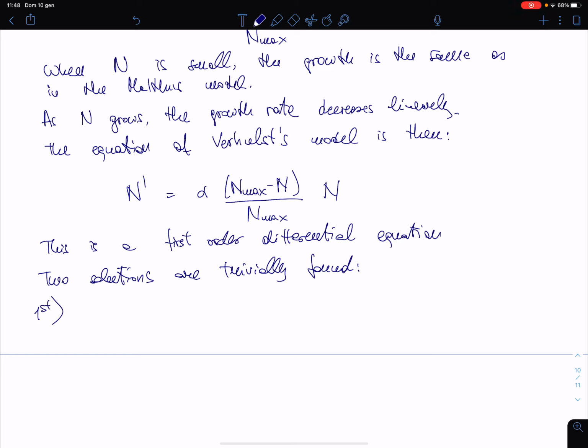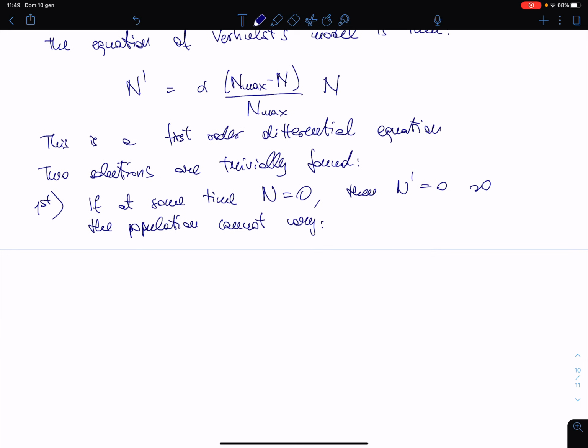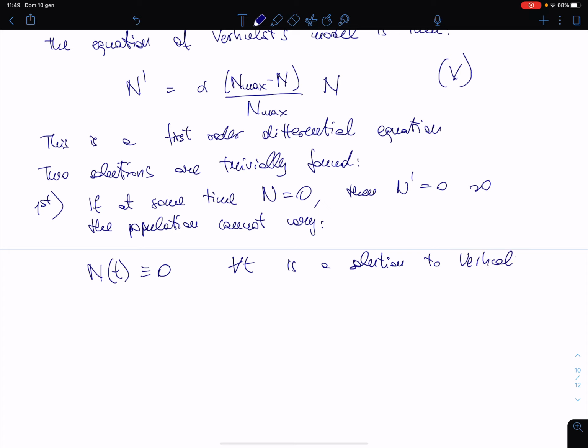First, if we have no population, if at some time capital N is equal to zero, remember that we do not allow immigration or emigration. So there cannot be mating, there cannot be death. So the population remains the same. Indeed, N prime is equal to zero, so the population cannot vary. So N of t equal to zero for every t is a solution. Let us call this equation V, as Verhulst, a solution to Verhulst equation.